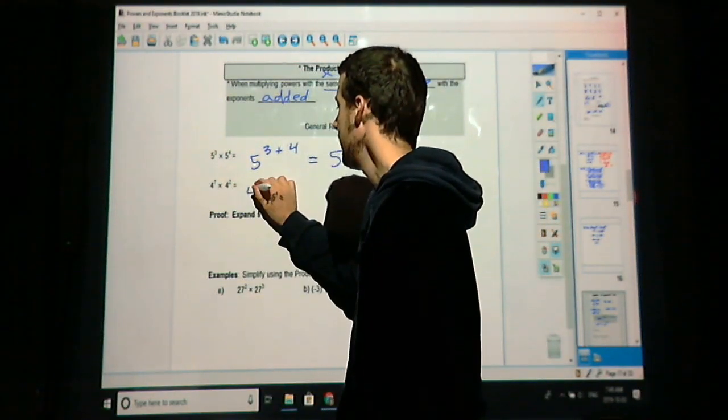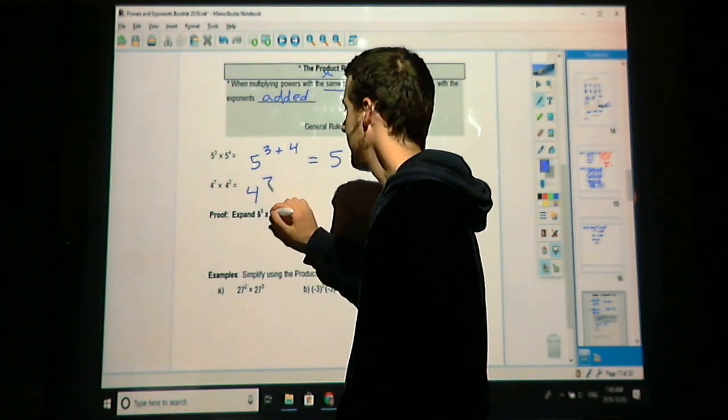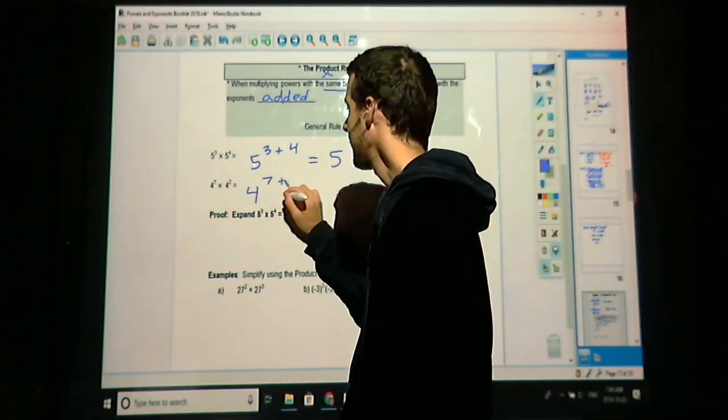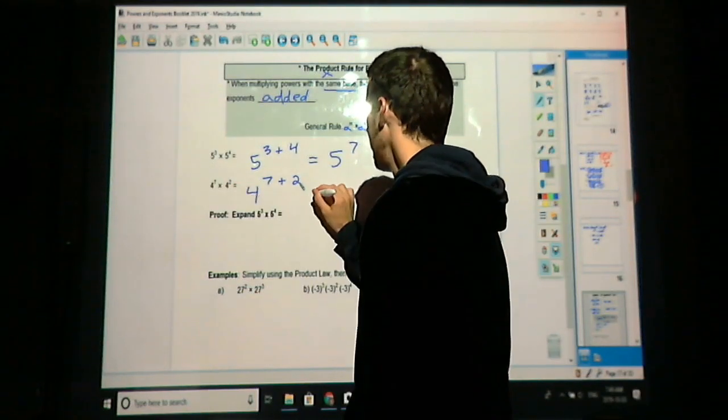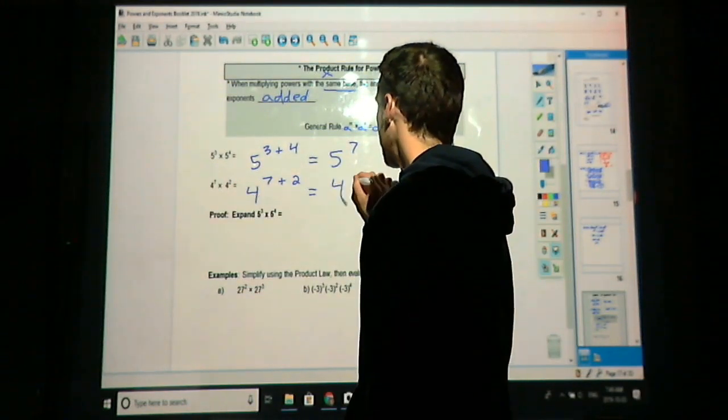So we have 4 to the power of 7 times 4 squared. We're multiplying, so we can add our exponents because we have the same base, and this will equal 4 to the power of 9.